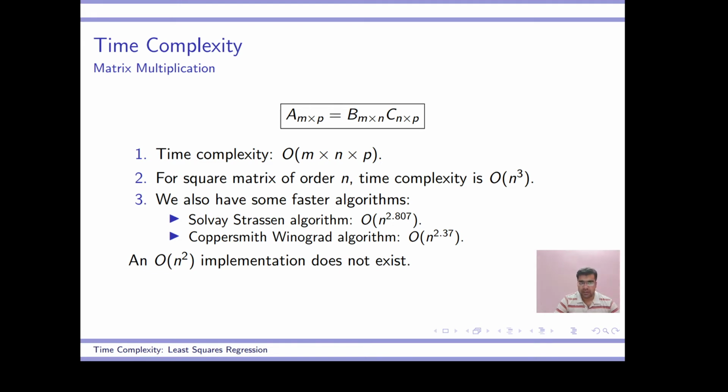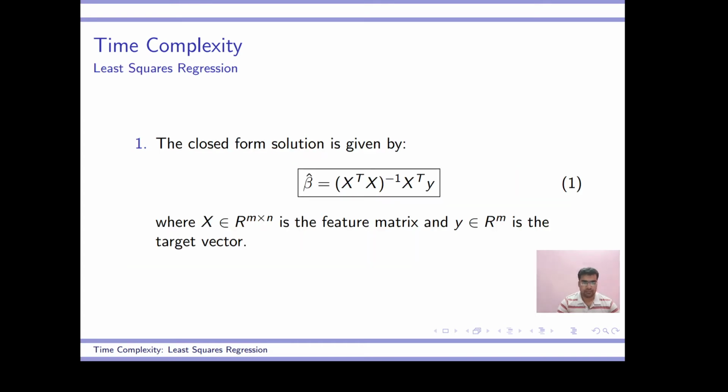And in case you are wondering, matrix multiplication with a time complexity of order of n square does not exist as of now, okay? Now that we have learned about the time complexity involved in multiplying two different matrices, let us now shift our focus to computing the solution for the least squares regression.